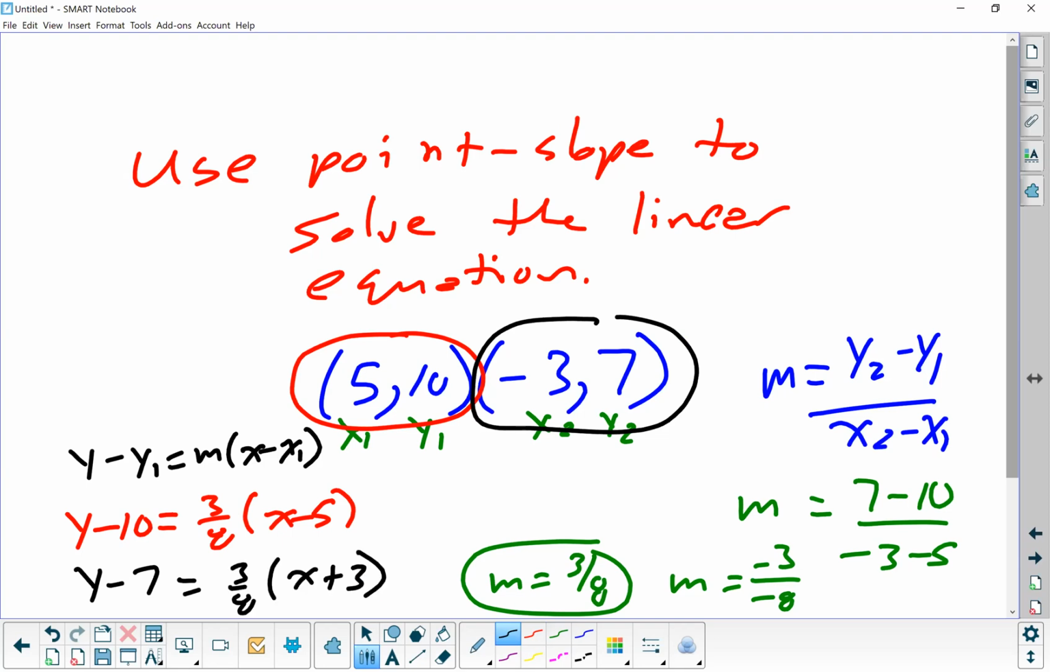Which answer do I want? You pick. They're both correct.